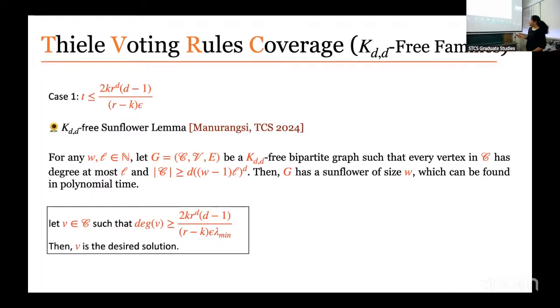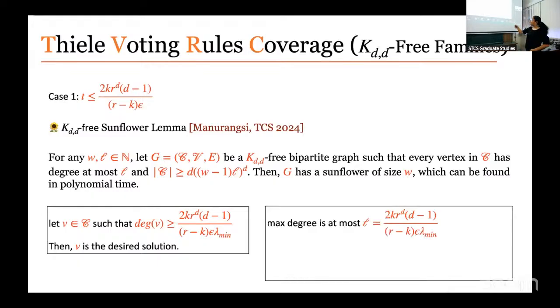Okay. Because we know that if degree is that much, for every voter, it will contribute some value. So this is the desired solution. Now we know that degree is not very large, degree is small. Every vertex in C has degree at most L, and this is my L. And I pick W as LK plus 1. You'll understand in a minute why.